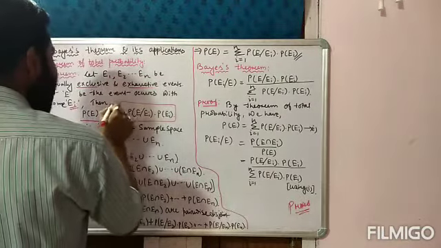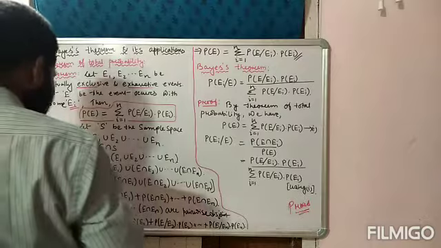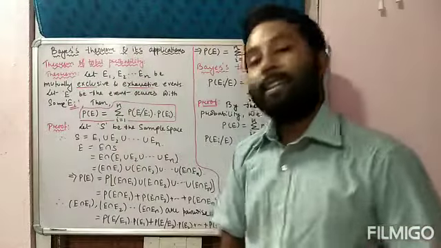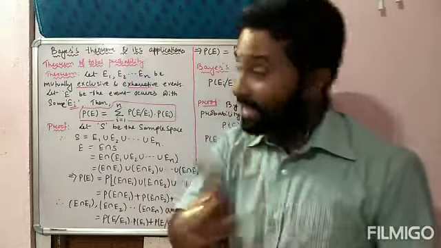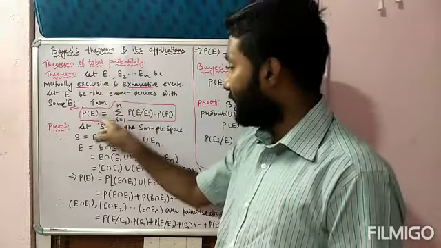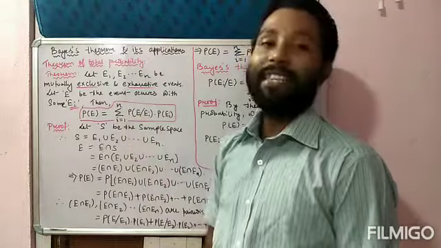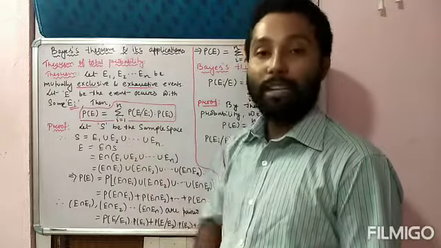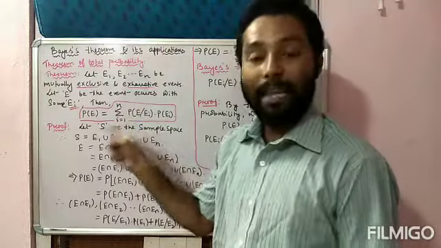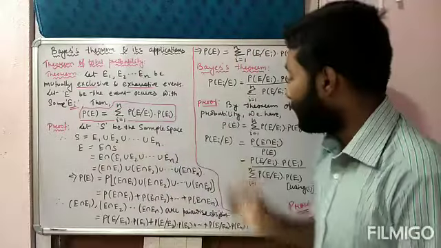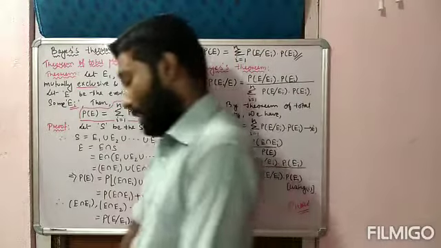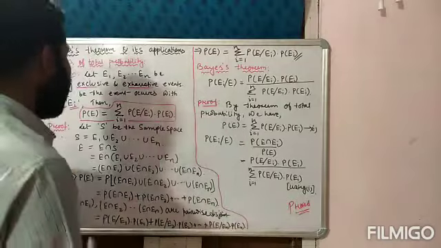Now I will explain how to prove this statement. The main statement of the theorem of total probability is this one: P of E is equal to summation i from 1 to n of P of E slash Ei into P of Ei. If you know how to prove this statement, then only we can prove Bayes theorem. ठीक है, तो अभी इसका प्रूफ मैं डिस्कस करूंगा कैसे इसको प्रूव करना है.